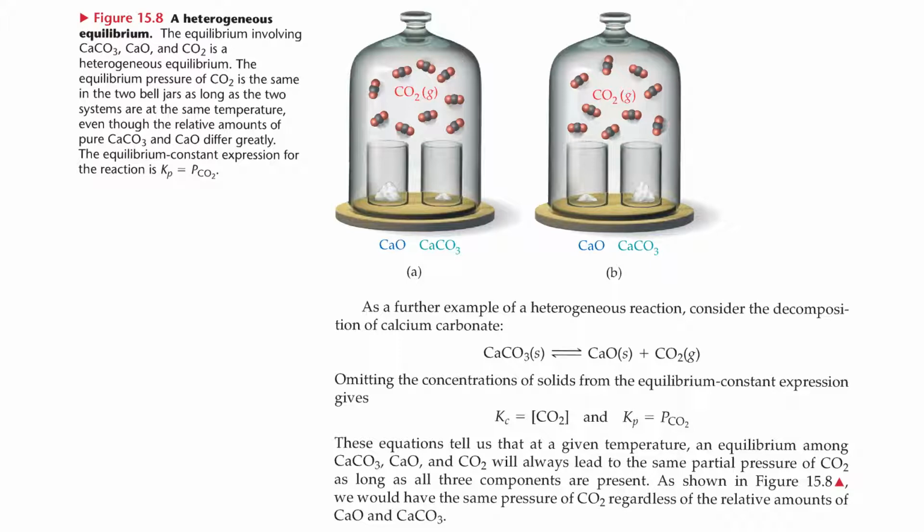As shown in figure 15.8, we would have the same pressure of carbon dioxide regardless of the relative amounts of calcium oxide or calcium carbonate. Figure 15.8, a heterogeneous equilibrium. The equilibrium involving calcium carbonate, calcium oxide, and carbon dioxide is a heterogeneous equilibrium. The equilibrium pressure of carbon dioxide is the same in the two bell jars as long as the two systems are at the same temperature. Even though the relative amounts of pure calcium carbonate and calcium oxide differ greatly, the equilibrium constant expression for the reaction is K sub P equals the partial pressure of carbon dioxide.